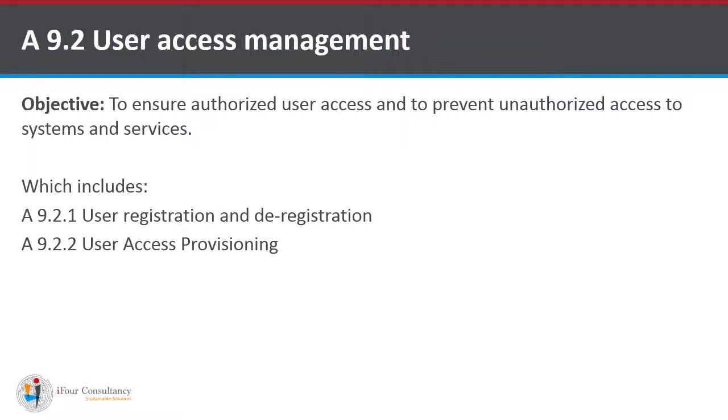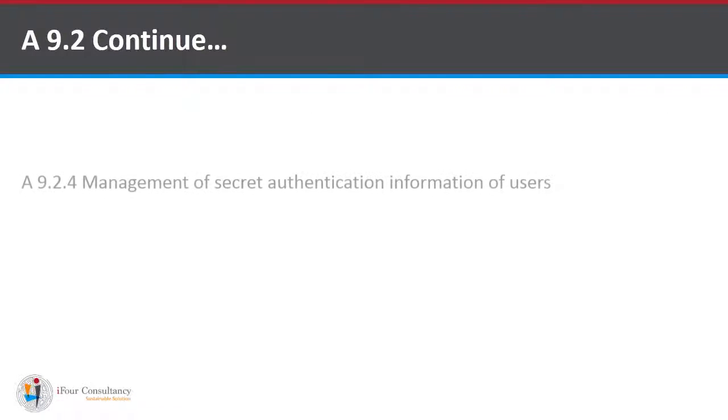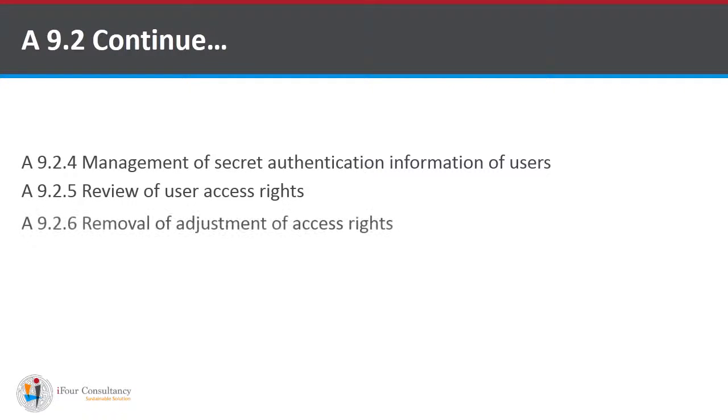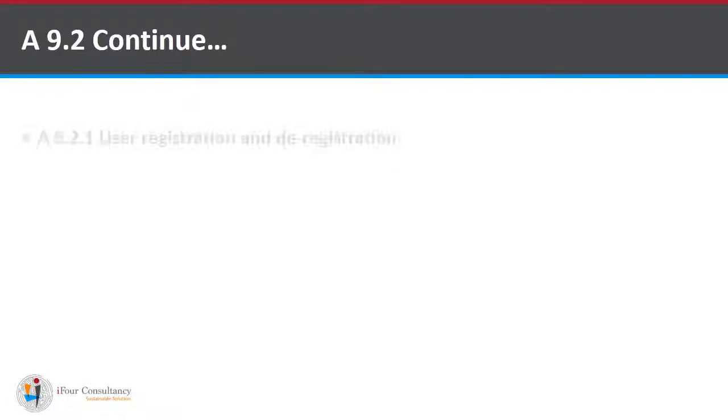9.2.1 is user registration and deregistration. 9.2.2 is user access provisioning, and 9.2.3 is management of privileged access rights. Now a 9.2, which is also having 9.2.4, that is management of secret authentication information of users. A 9.2.5, and that is review of user access rights. A 9.2.6, that is removal or adjustment of access rights.